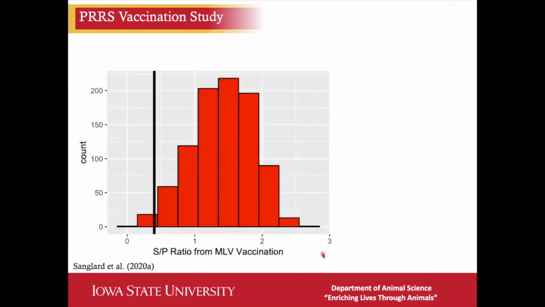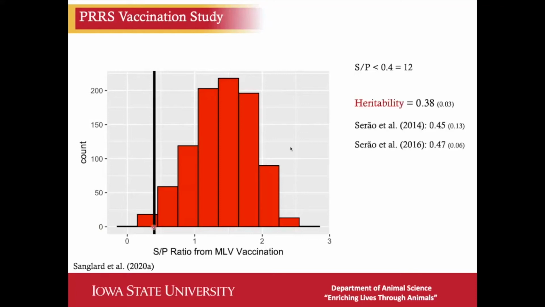This is the SP ratio data. This bar here represents what many people use as the cutoff to identify positive animals. Out of the 900-ish animals, we had only 12 that had values below 0.4. But I don't like to say that they are negative. I like to say that they are low responders, because all of them were vaccinated, so all of them are positive. The fact that they have low SP ratio is because they're genetically low responders.